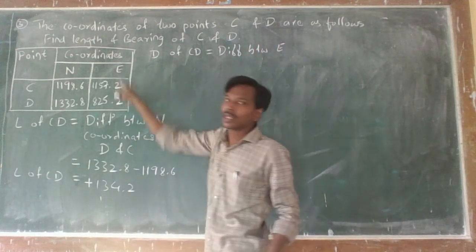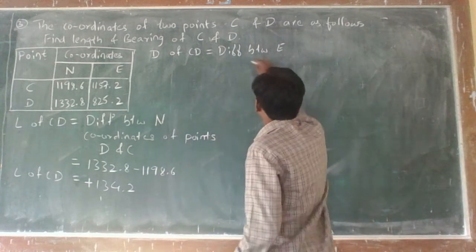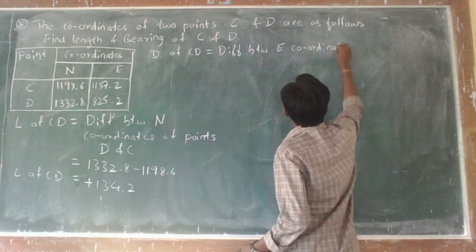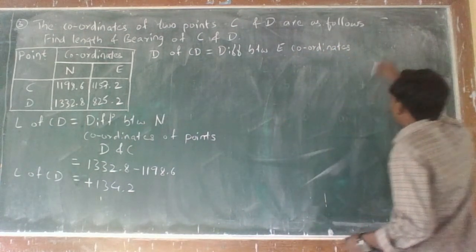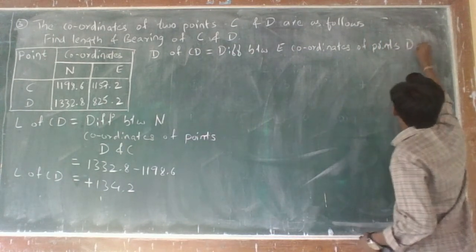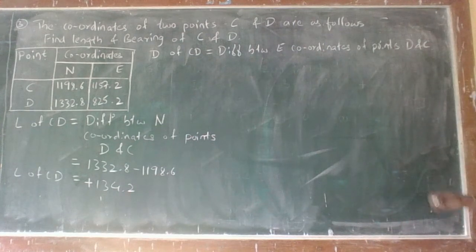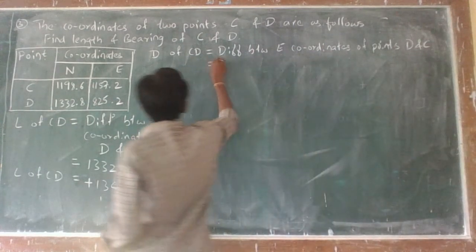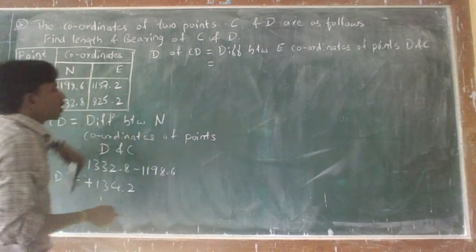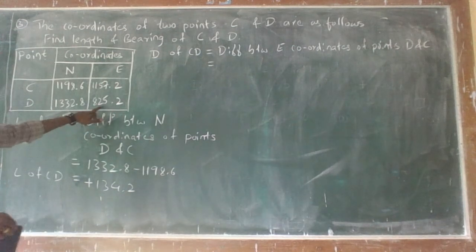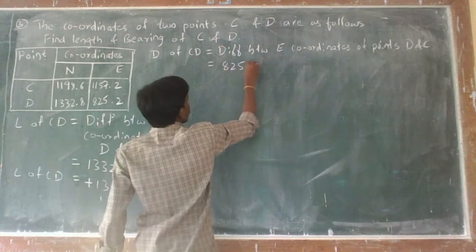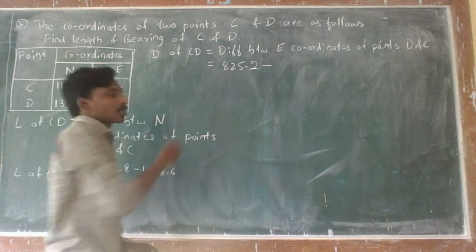Here they have given the east coordinates. So the difference between the east coordinates of points D and C. Now here the east coordinate of D is 825.2. So write 825.2 minus, because they have asked the difference.